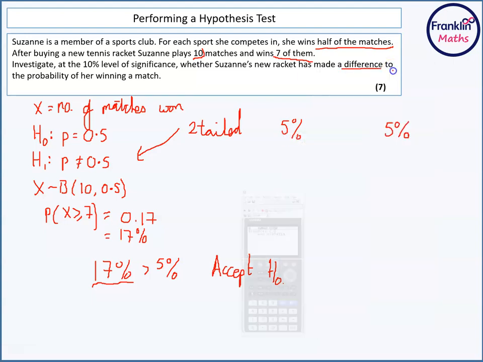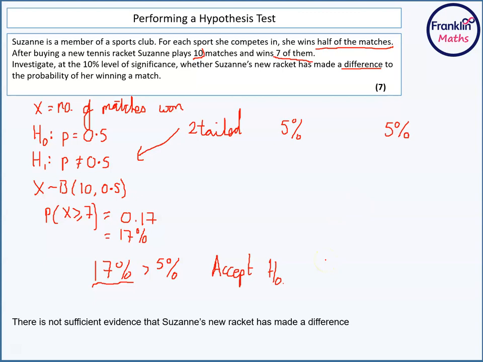Okay. And with this particular question, we always need to finish off with a sentence. And there you go. There is not sufficient evidence this time, because we're accepting H0, to suggest that it's made a difference. Okay, or you could have said there is sufficient evidence to suggest that Suzanne's racket has not made a difference.